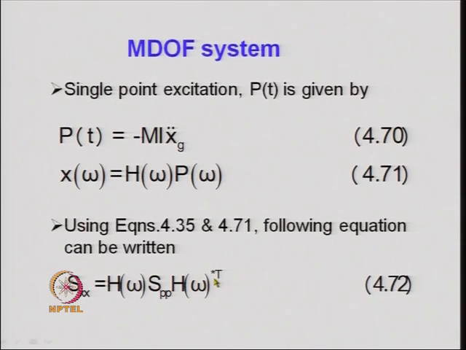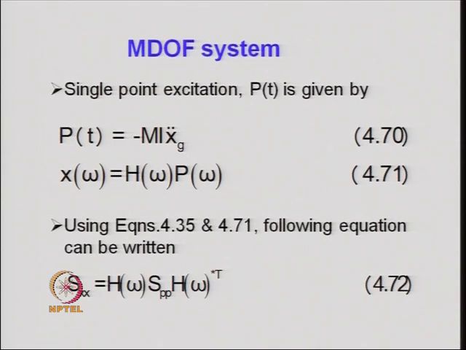In the case of the single degree of freedom system, if you recall, we could write it as small h(omega) multiplied by SPP multiplied by small h(omega) star, and this h(omega) star times h(omega), if we multiply, becomes the absolute value square of h(omega). If H(omega) is a matrix, then we have to take the transpose of the complex conjugate of the matrix H(omega). Then only it will become the absolute value square. So this is a standard relationship that we use for the case of a multi-degree of freedom system.